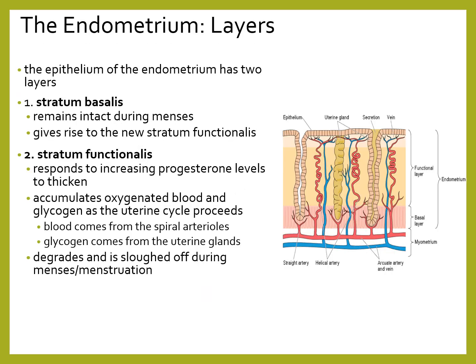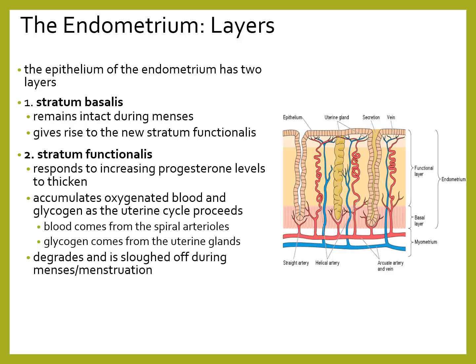The superficial epithelium is actually 2 layers. The deeper layer is known as the stratum basalis, or the basal layer. This is the portion of the epithelial layer that remains intact during menses, and it actually will give rise to the 2nd layer, which is the most superficial portion of the endometrium. It's called the stratum functionalis.